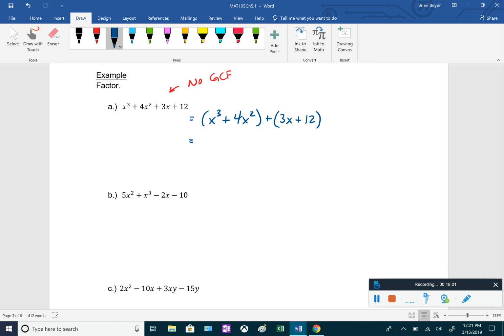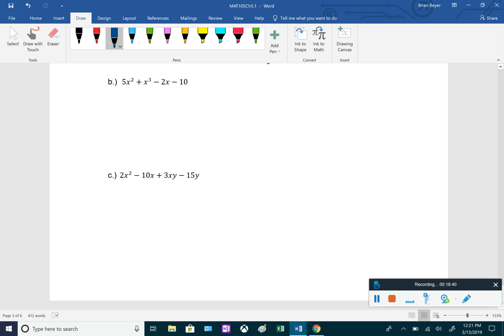Then we factor out the GCF from the first group, which is x squared. We're left with x plus 4. The GCF from the second group is 3, so we factor out a 3, and we're left with x plus 4. So last step, just like the previous two problems, we factor out that x plus 4 because it's common to both of those big terms. Then we're left with x squared plus 3. And that's the answer for this one, factoring by grouping.